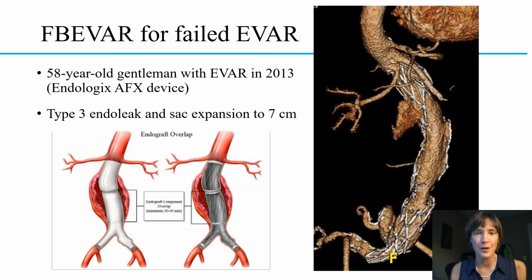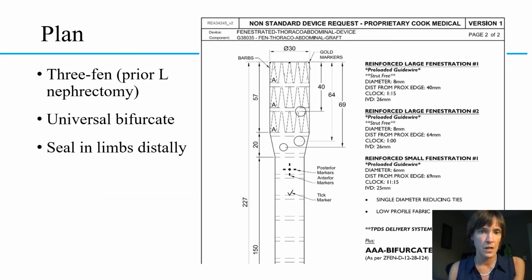So now I'll go ahead and present a case to help illustrate some of these features. So this was a 58-year-old gentleman who'd had an endovascular aneurysm repair in 2013 with an Endologix AFX device. He was noted to have a type 3 endoleak and sac expansion up to 7 centimeters when he was referred to us. This was our graft plan. It was a 3-fen device due to a history of a prior left nephrectomy, with a universal bifurcate distally and then seal in our existing limbs distally.